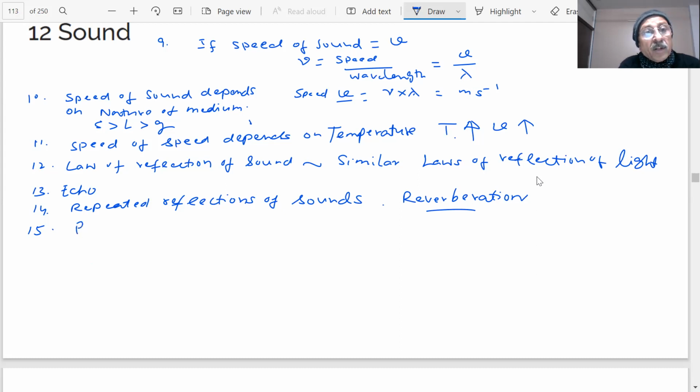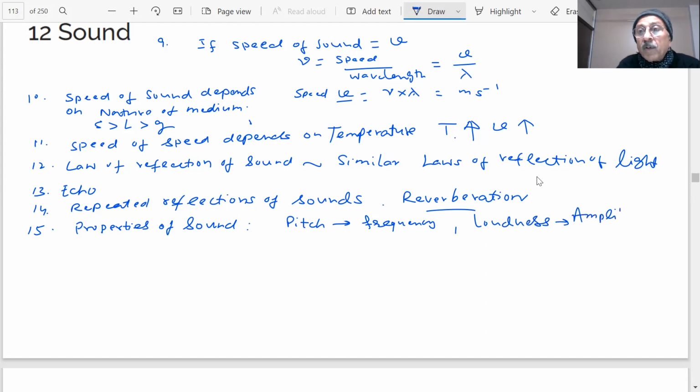Then we discussed certain properties of sound. What properties were discussed, student? Pitch depends on what, student? Frequency. More the frequency, more the pitch. We discussed the loudness. Depends on which factor? Amplitude. More the amplitude, more the loudness.